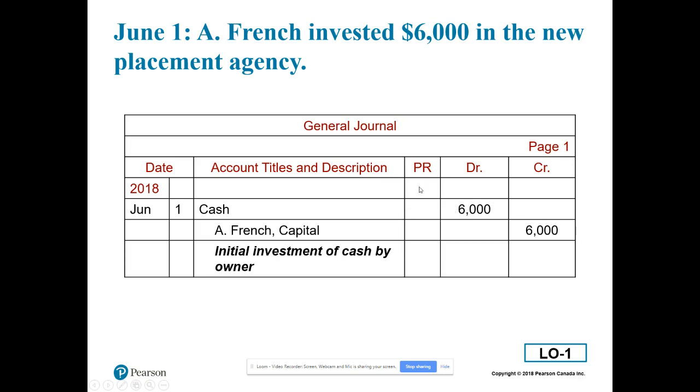Notice I don't have anything in this PR column. PR means posting reference. This only happens after I have posted this number to the general ledger account. Up until I do the posting, this stays blank. And I note that it's the initial investment.